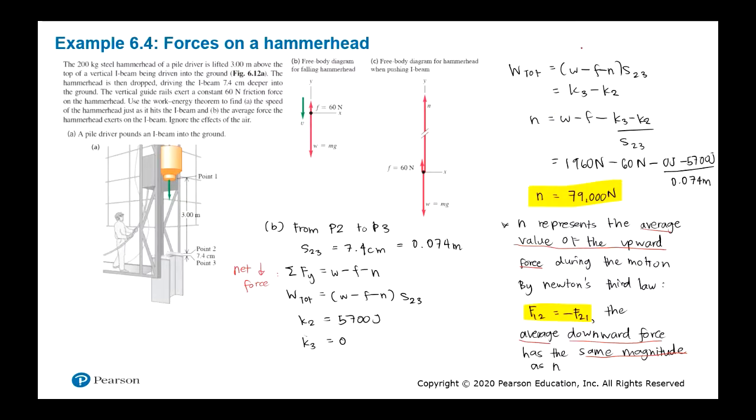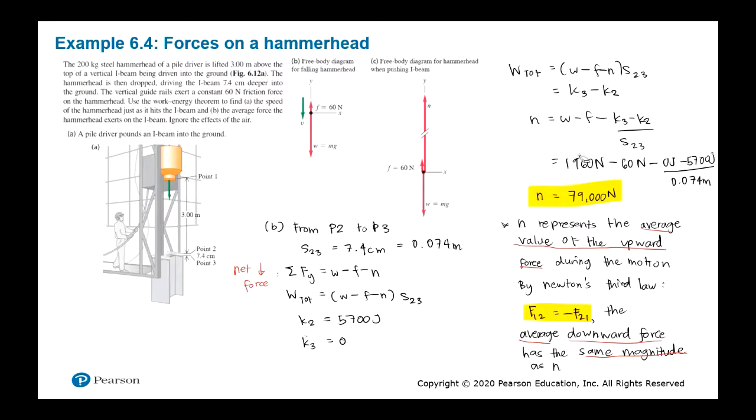Here we equate the summation of forces along the y-axis times the displacement. We also know that the total work is equal to the final kinetic energy minus the initial kinetic energy, given by the work-energy theorem. So we equate these on opposite sides and isolate N, so N is equal to W minus F minus (K3 minus K2) over S from point 2 to point 3.